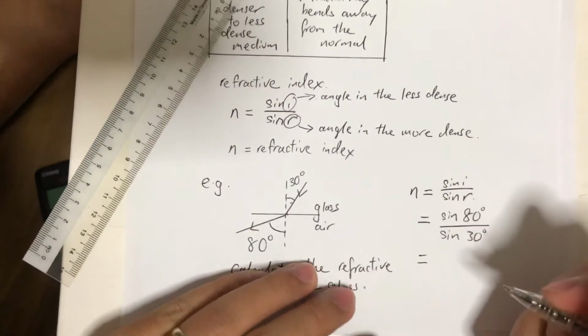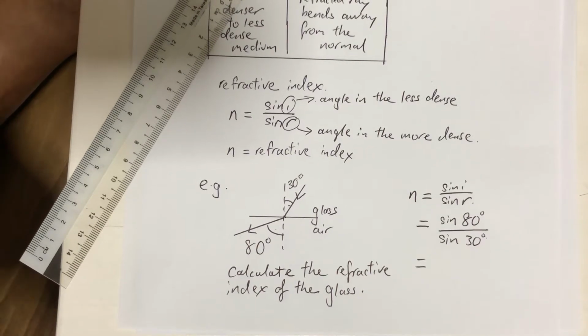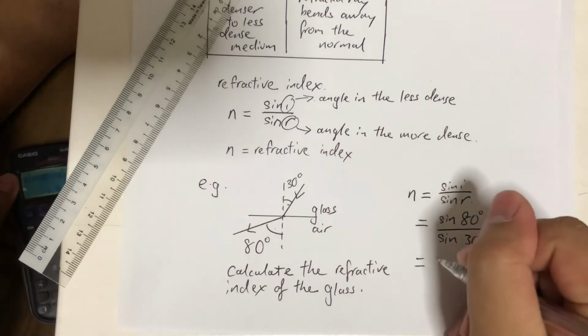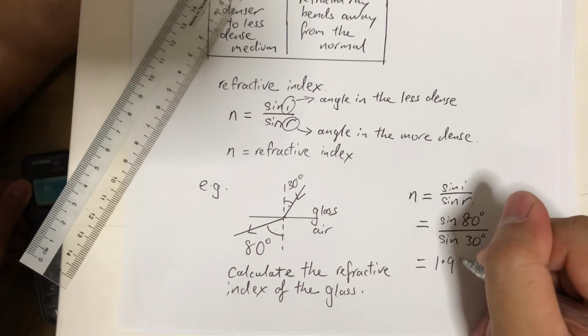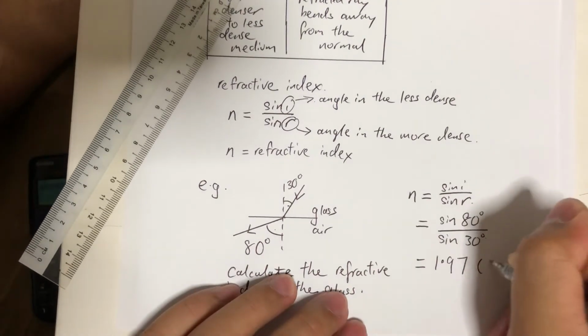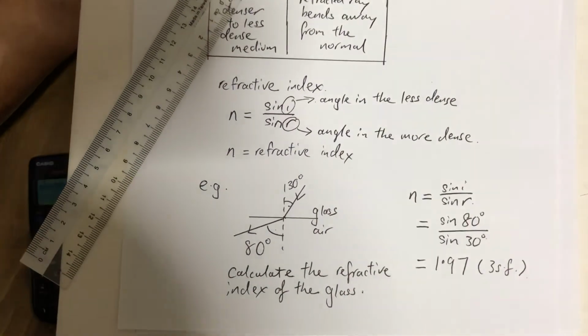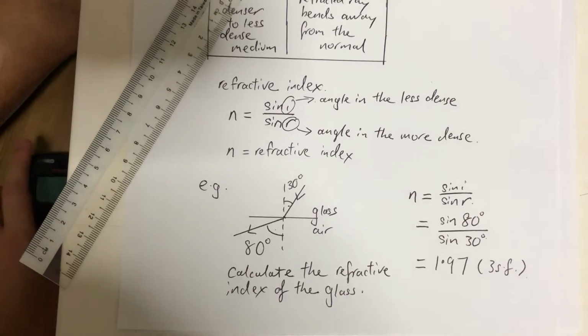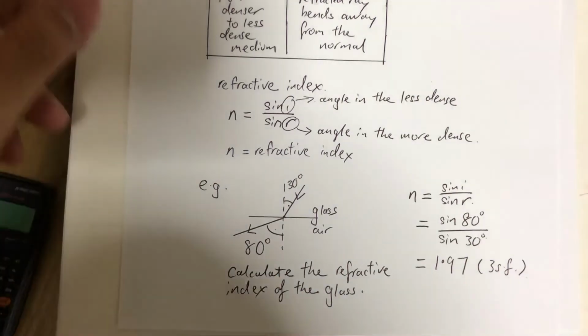So by applying it correctly, you should be able to get the formula as sine 80 divided by sine 30 degrees, and based on the calculator, you should be able to get 1.97 as a 3 SF answer. So be very careful of how things are being applied here, because there are some conventions that we need to follow so that we continue to keep the pace.